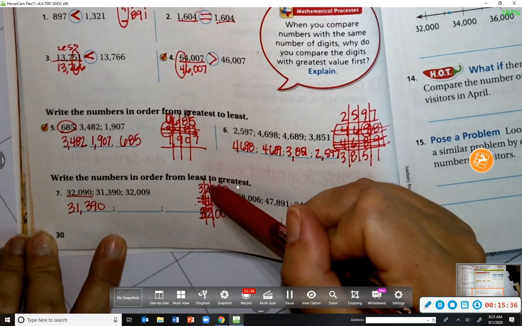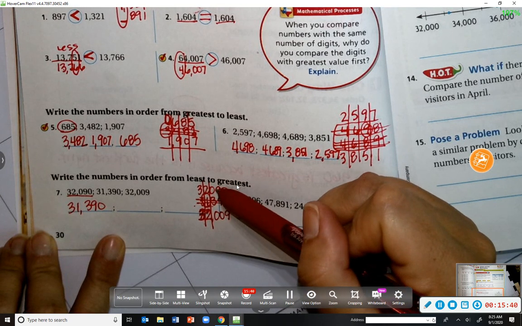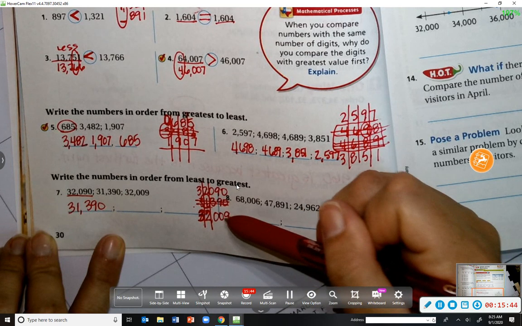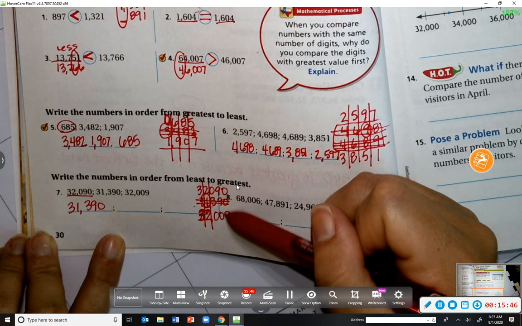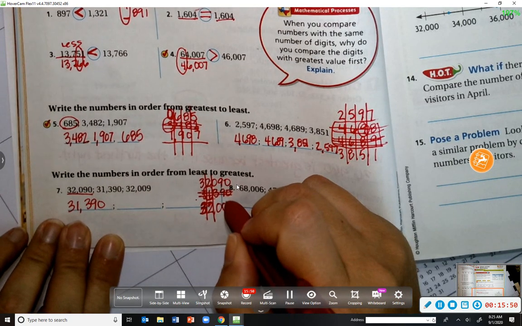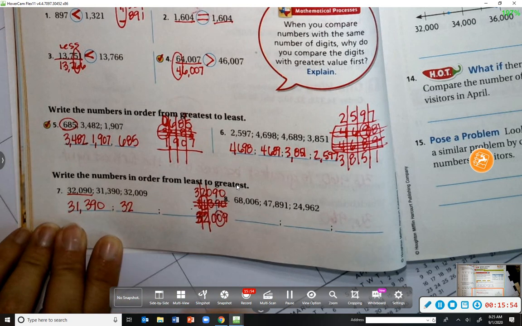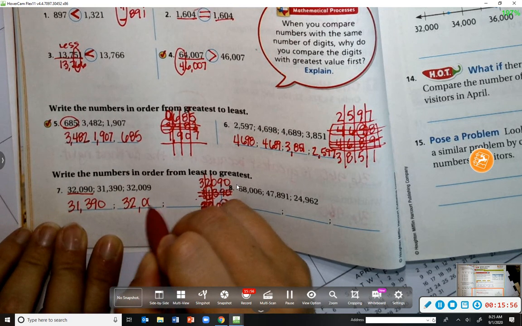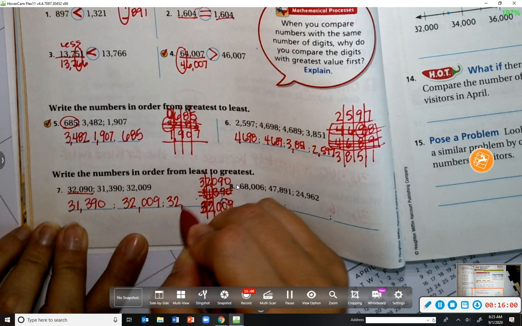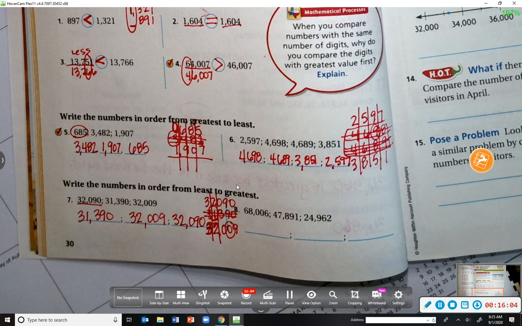We have a 2 and a 2, so I can't tell which one's the next least. So I keep going. 0 and 0, they're the same, so we'll have to keep going. 9 and 0. Now which one's the least? 0 is, so that would be our next number, 32,009. And then 32,090 would be the greatest. Okay?